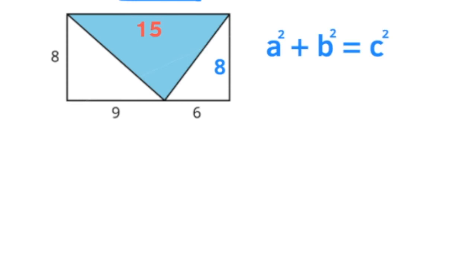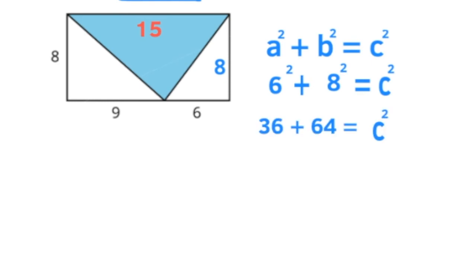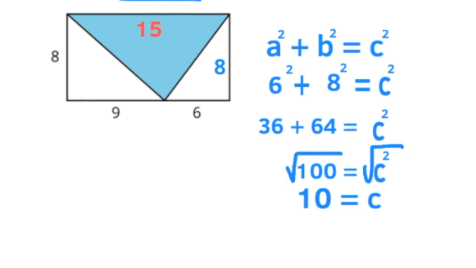We can find the other missing side length from the shaded triangle by using the information for the right triangle next to it. 6 squared plus 8 squared equals c squared. 6 squared is 36, 8 squared is 64. 36 plus 64 equals c squared. So we know that c squared equals 100. So c is going to equal the square root of 100. Since the square root of 100 is 10, we know that this missing side length is 10 units.